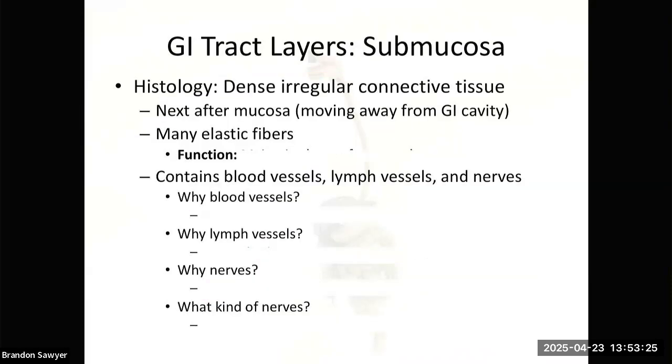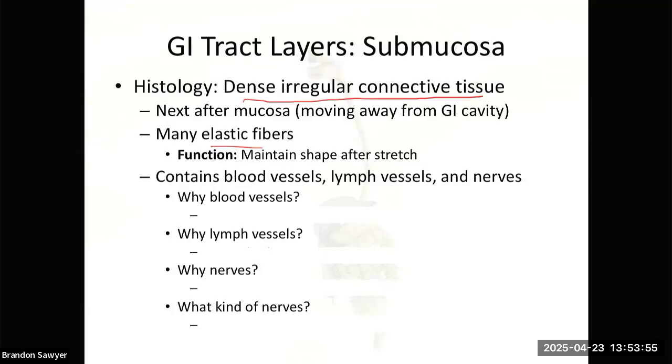Then we move on to the submucosa next. So the mucosa is the most internal, the closest to where the food's going through. Now we're on the layer one external from that called the submucosa. This is dense irregular connective tissue. This is where those collagen fibers are going all different directions, right? So it can get stretched in all different directions. And there's lots of elastic fibers. So it can stretch out, but then it maintains its shape. It can bounce back elastically.